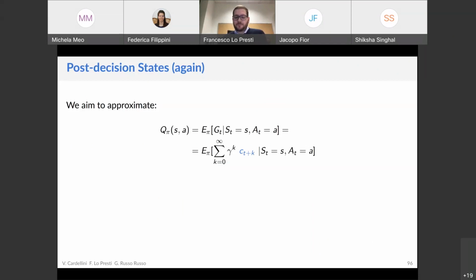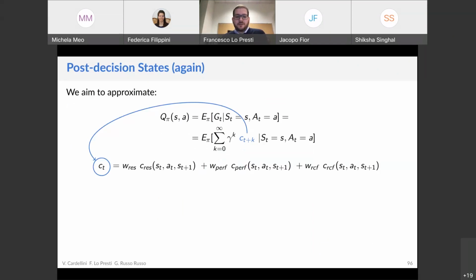And we can also recall that the immediate cost is computed as the weighted sum of 3 different terms, which accounts for different types of costs. So the resource usage cost, the performance violation cost, the reconfiguration cost. If we reason on this cost, we can note that actually the resource usage cost doesn't depend on the specific action we have performed once we are in the post-decision state. So once we have computed the new application configuration, we can forget about the specific action we have performed.